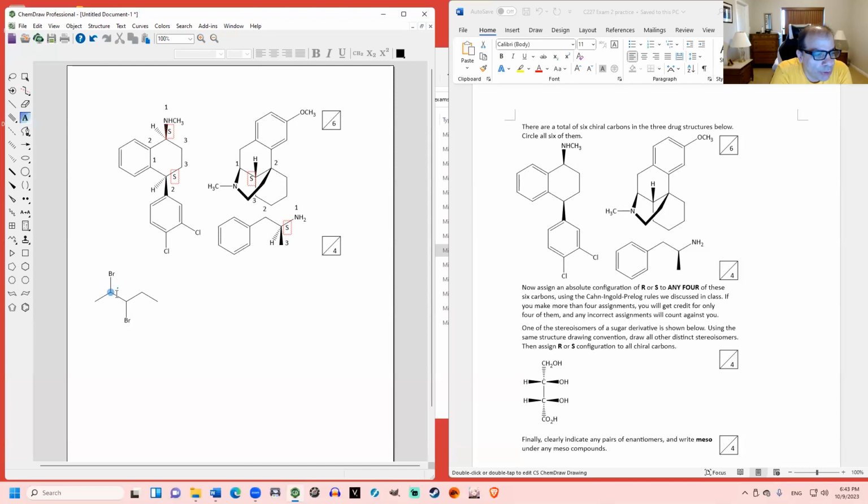This compound has 2 chiral carbons, so there's a maximum possible of 4 distinct stereoisomers. So same type of question, draw all of the stereoisomers. One of them would have both of the bromines on a wedge bond. Another would have both bromines on a dotted bond. So your 4 possibilities are up, up, up, down, down, up, and down, down.